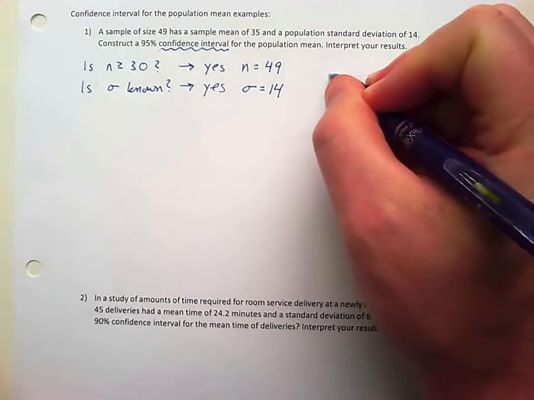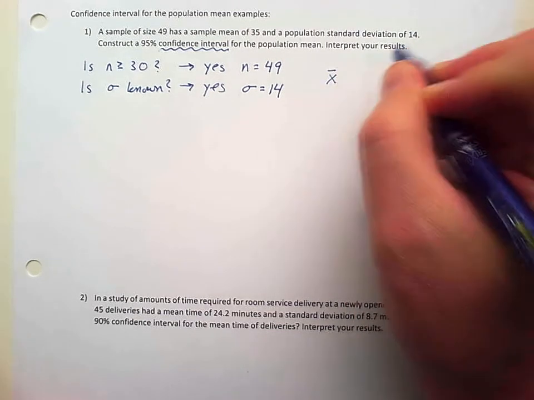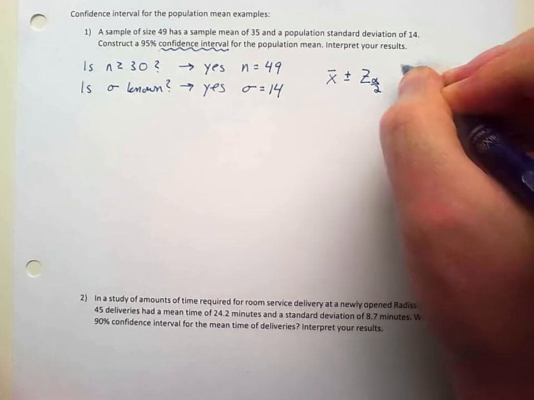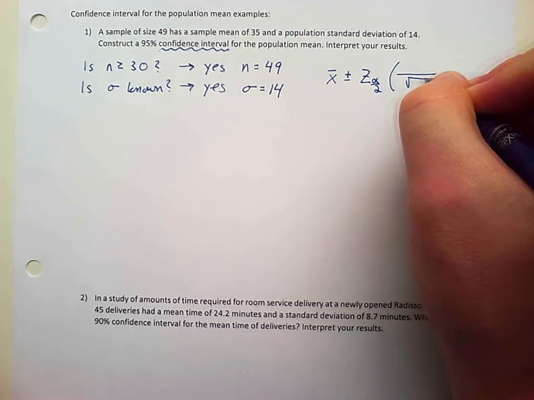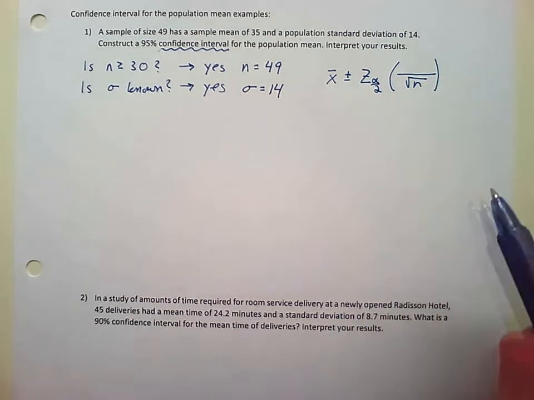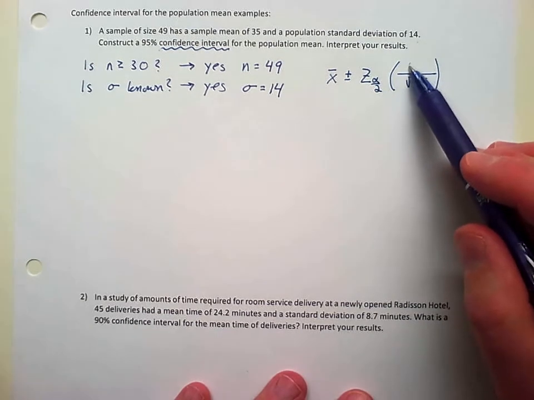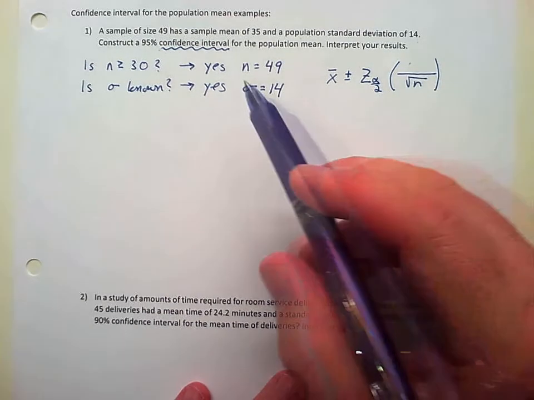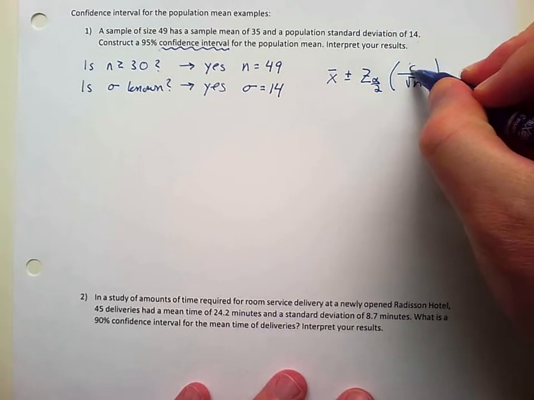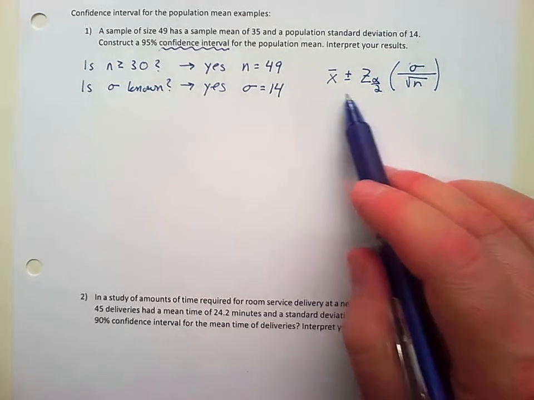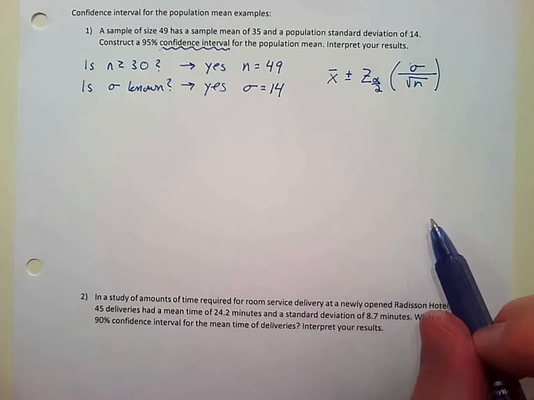Alright, so we know that we're going to use z. We're going to use x bar plus or minus z sub alpha divided by 2 times something divided by the square root of n. Now what comes up here? We're always going to put our standard deviation up here. Here we know our population standard deviation, so we're going to put sigma here in this spot. Alright, so this is the formula that we're going to use for this confidence interval.